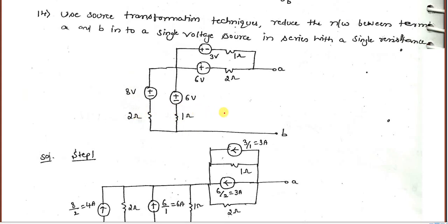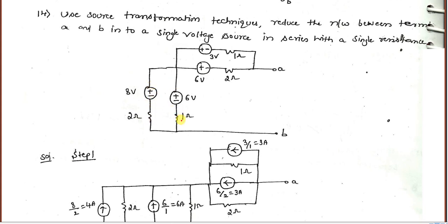Using source transformation technique, reduce the given network between terminals A and B into a single voltage source. You have to convert it into a single voltage source with the help of source transformation techniques. So here, how many voltage sources are there? One, two, three, four. All are practical voltage sources because all the voltage sources have internal resistance.